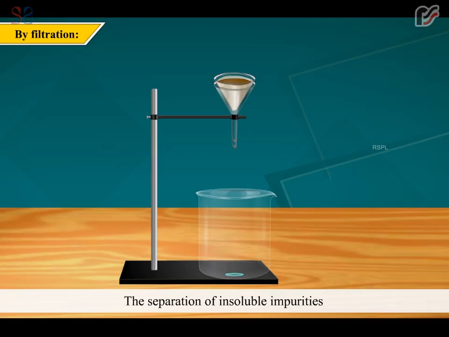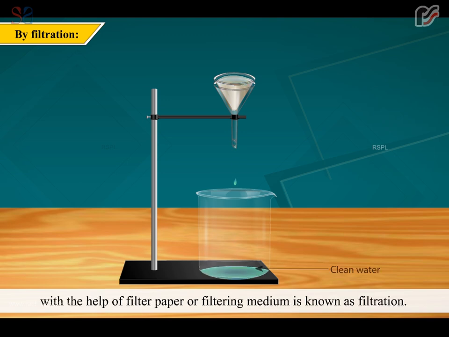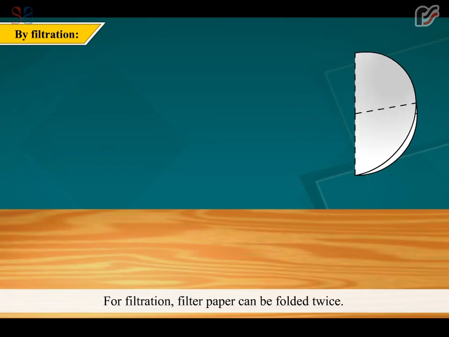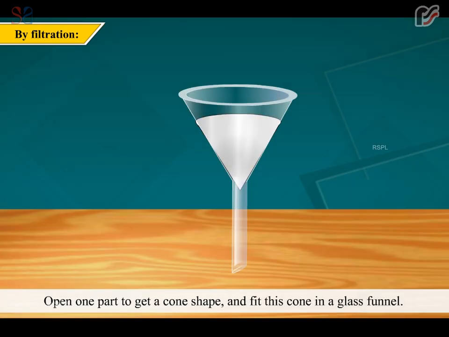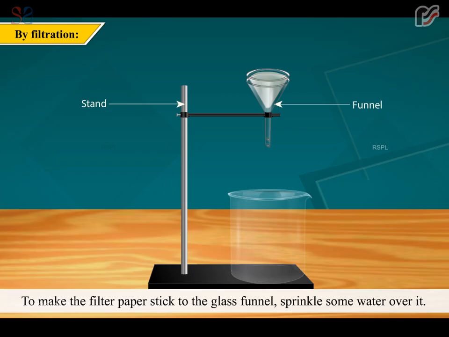By filtration. The separation of insoluble impurities with the help of filter paper or filtering medium is known as filtration. For filtration, filter paper can be folded twice, and one part opened to get a cone shape, and this cone fitted in a glass funnel. To make the filter paper stick to the glass funnel, sprinkle some water over it.